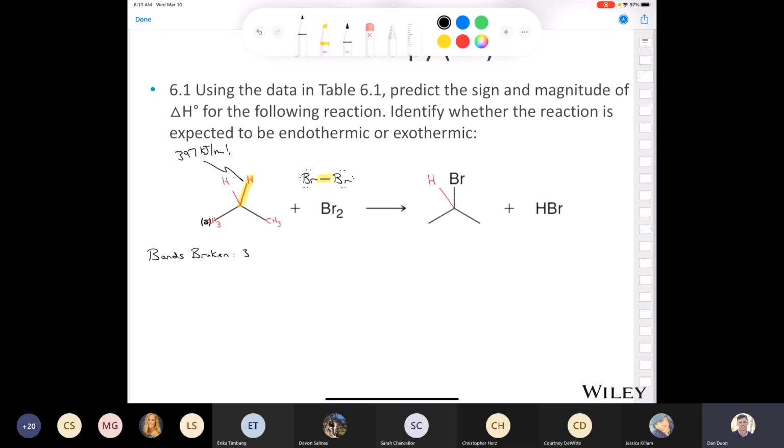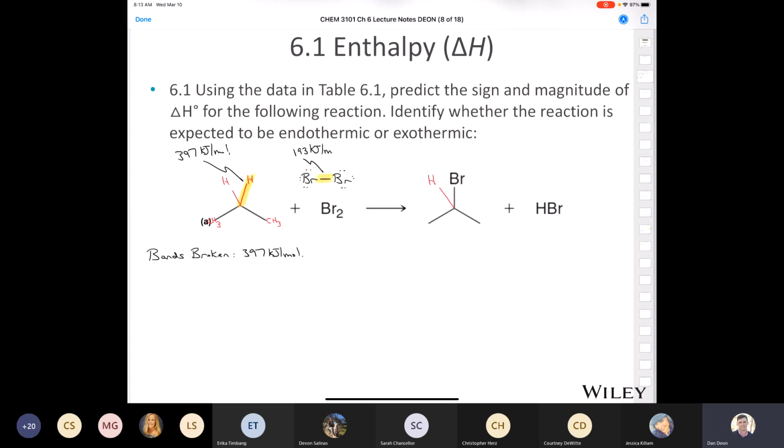So that means it's going to require 397 kilojoules per mole. Then if you look up the bond dissociation energy of Br2, which is the third from the bottom on the table, you see that it takes 193 kilojoules per mole to break that bond. If you tally that up, the total cost to break the bonds that are required to be broken in this reaction is going to be 590 kilojoules per mole. We do the same thing for the bonds that are formed.